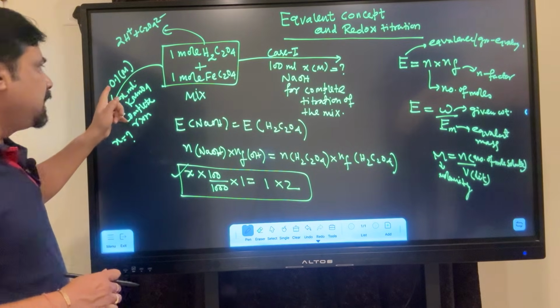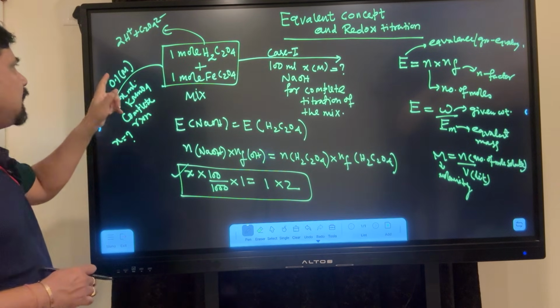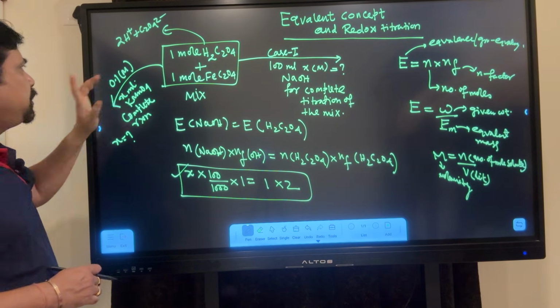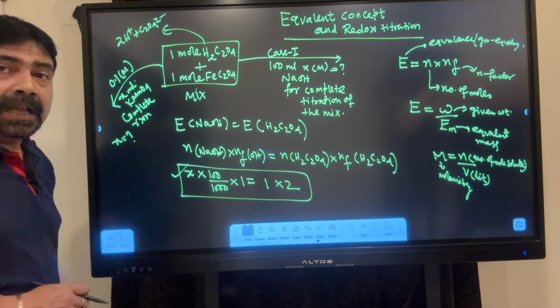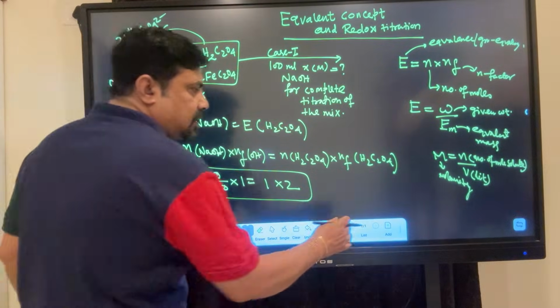Now if you look at the same problem, the same mixture, they are telling us that for complete reaction we require 0.1 molar and X ml of KMnO4. What is the value of X? Let us look at it in the next slide.